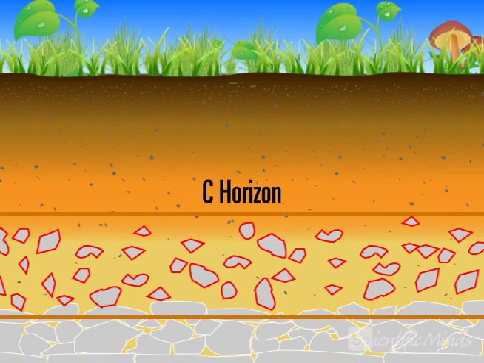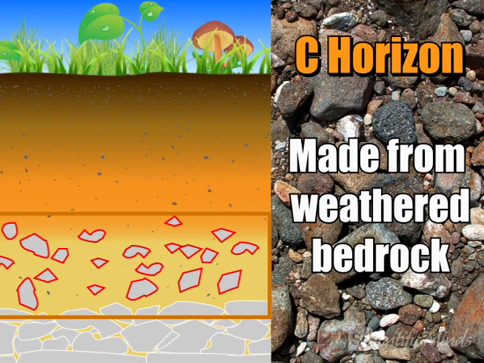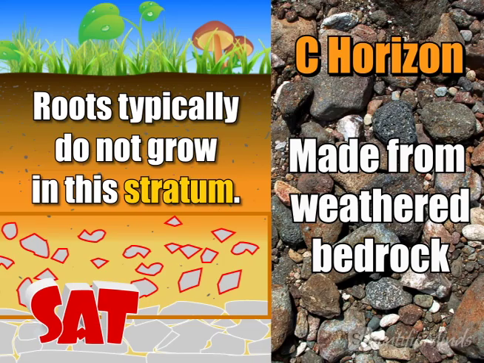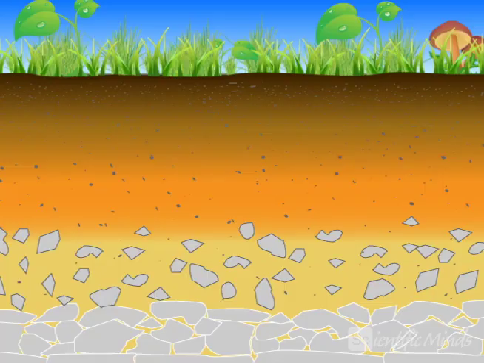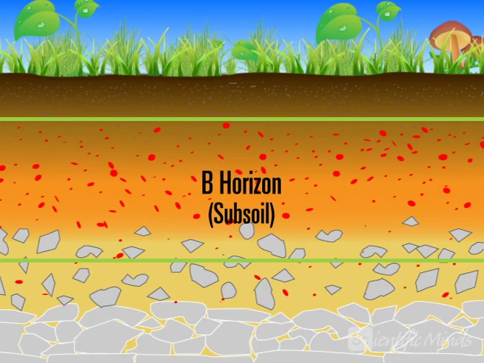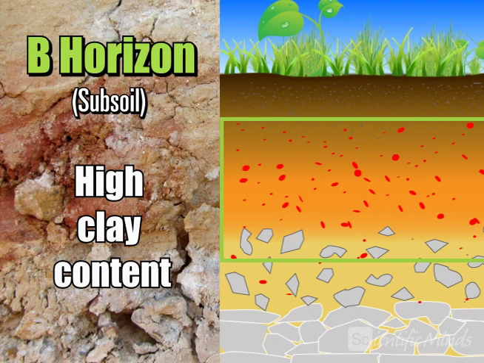The C horizon is made up of weathered bedrock and some material that has washed down from above layers. The C horizon does not contain any organic matter, and roots typically do not grow in this stratum. The B horizon is called the subsoil. Most of the time, the B horizon has a lighter color than the soils above it because it's high in clay content. Small amounts of nutrients leach into the B horizon, so some plant roots grow into it for nutrients and for anchorage.